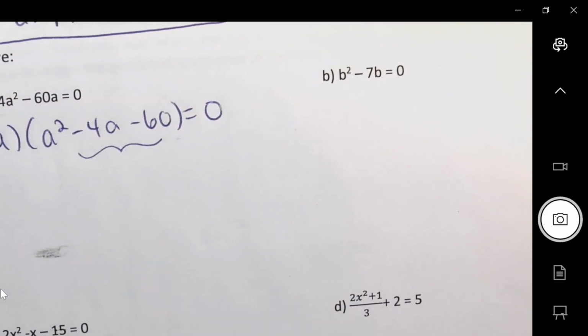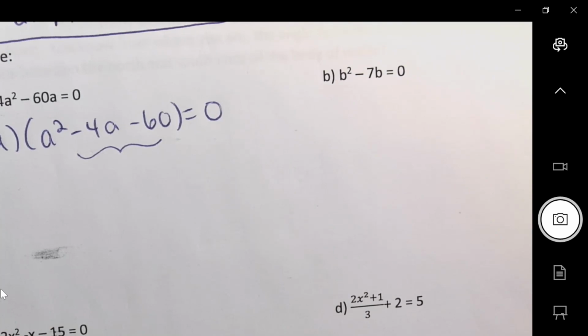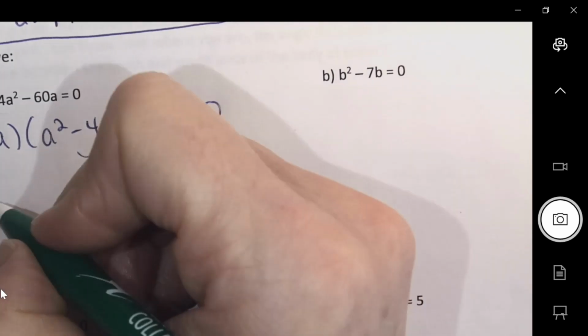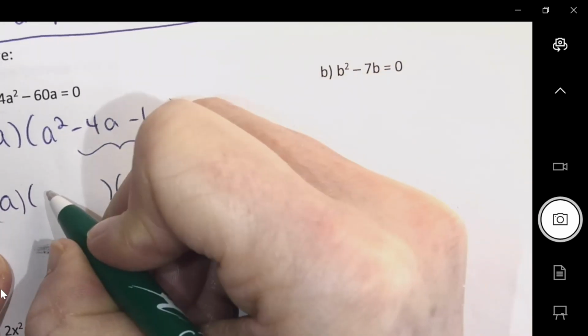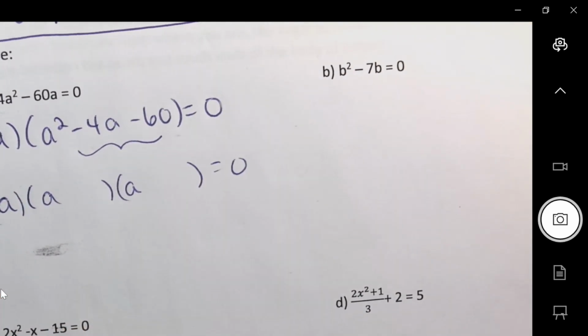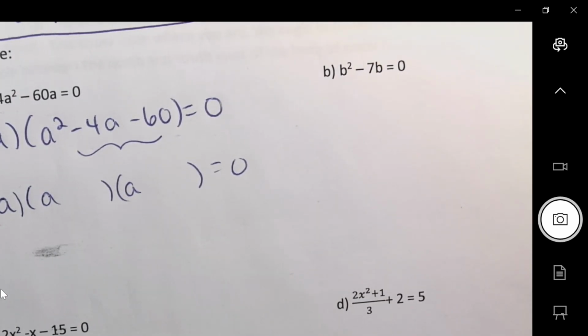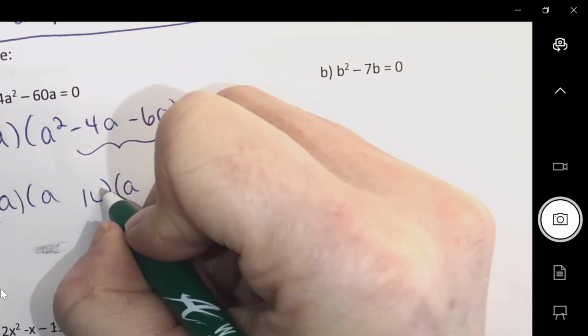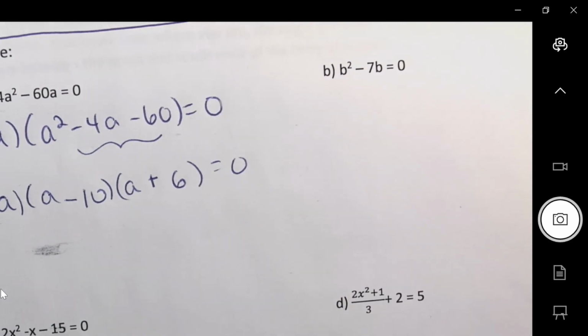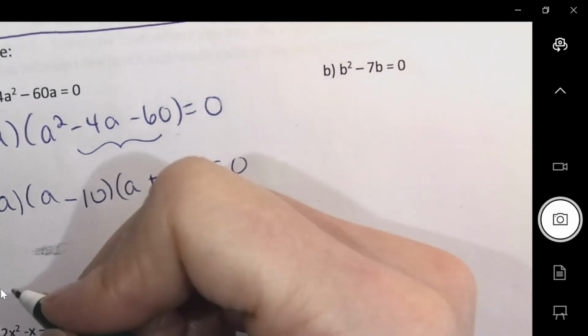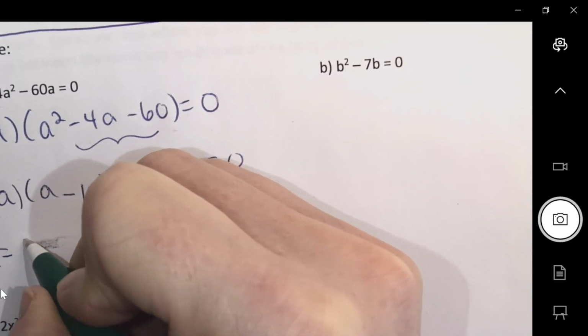Okay, now you're actually going to factor a second time. This should be a simple trinomial. Can you think of anything that multiplies to 60? And we'll make a 4. 10 and 6. Negative 10? The 10 and the 6 would make a 4 somehow. So you actually have 3 solutions here.